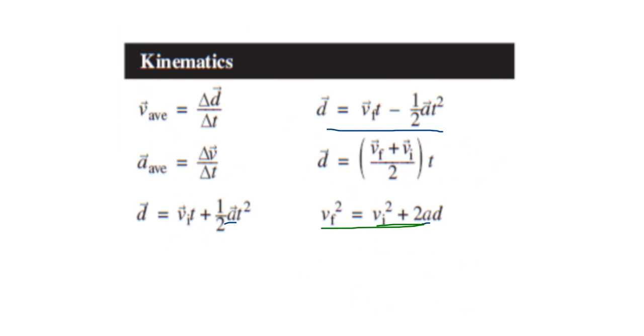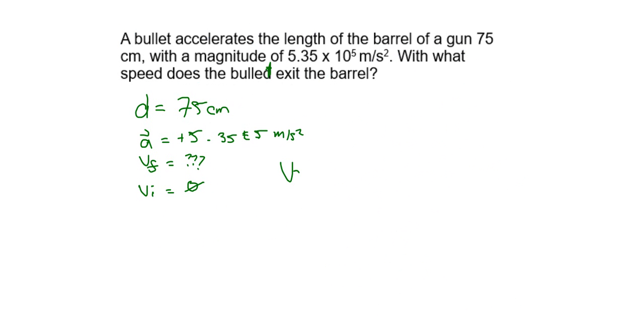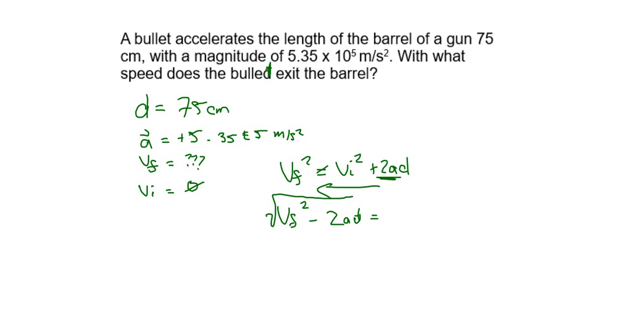Vf squared equals Vi squared plus 2AD. So I'm going to start by writing out the formula. Vf squared equals Vi squared plus 2AD. And this particular time, I think I'm going to want to rearrange the formula for Vi. So to rearrange this formula for Vi, I'm going to need to do Vf squared minus the 2AD from this right-hand side over to the left-hand side. And then because it's Vi squared, I'm going to have to square root when I'm done. And now I've made myself a formula for Vi.